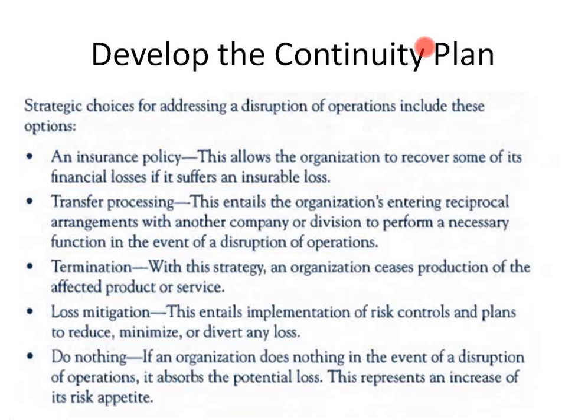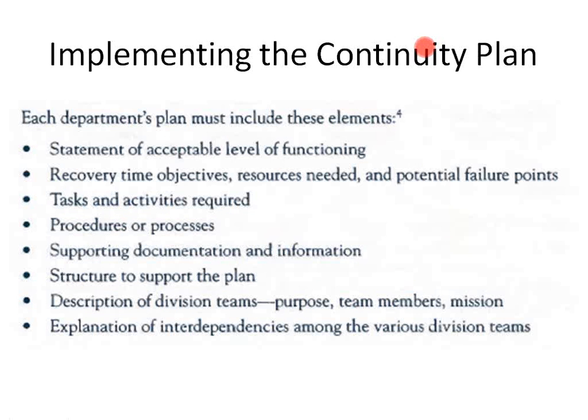Loss mitigation entails implementation of risk controls and plans to reduce or minimize the loss. A lot of times that's almost always going to be put in place. Or you just do nothing. Absorbs the potential loss, which represents an increase in risk appetite, that you decide you're not going to do an insurance policy. Most of the time you're going to try to do something. Maybe you can't do everything you wanted on that list. You identify these. But the idea is if you do nothing, then there has to be recognition that you increase the risk appetite to take on a lot more by doing so. It's a decision by not making a decision, essentially, in some cases.